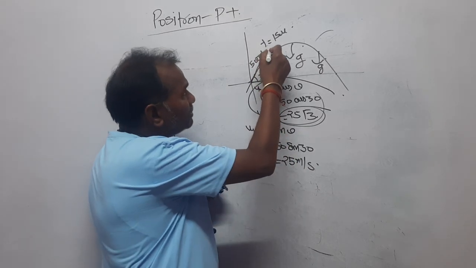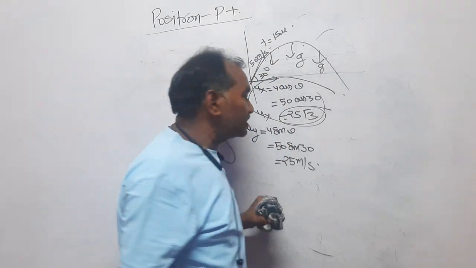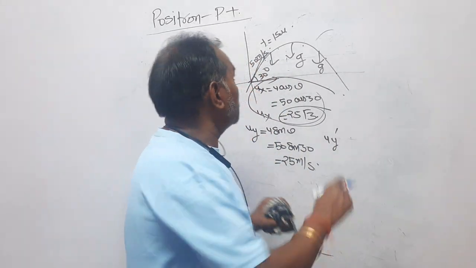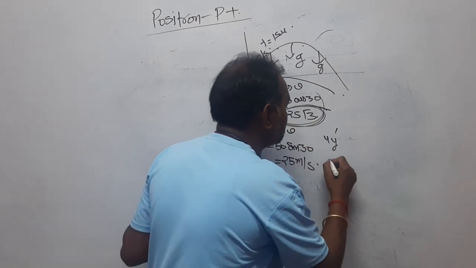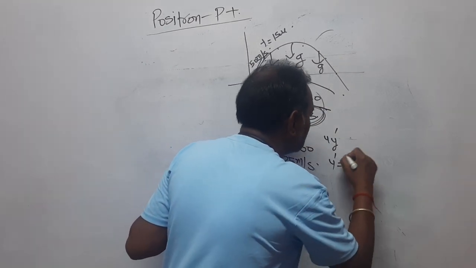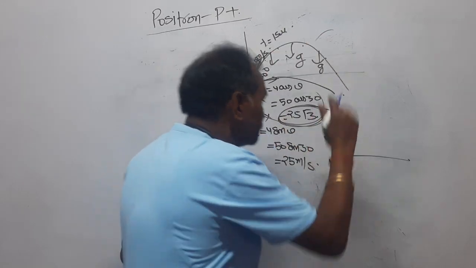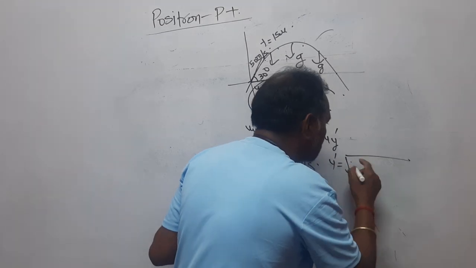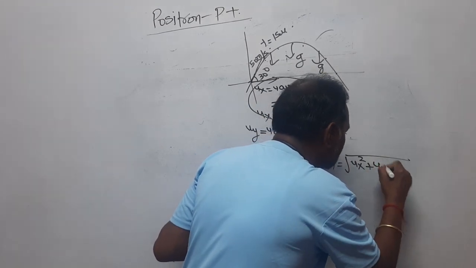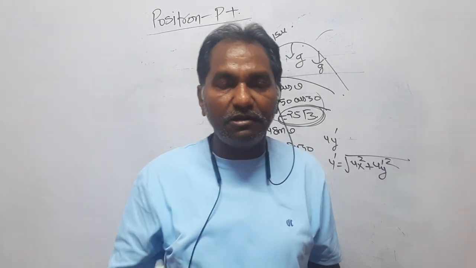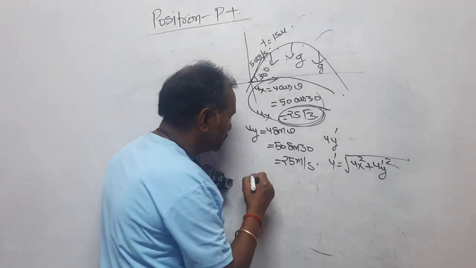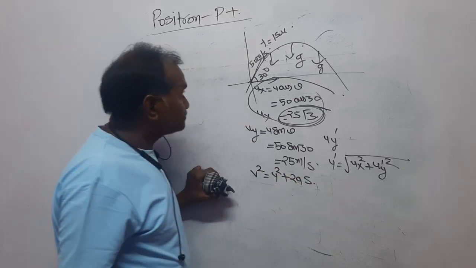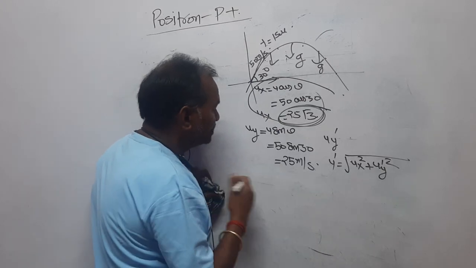Now, after 1 second, what will be the vertical velocity? That is important. If you are able to find the vertical velocity after 1 second, since horizontal velocity is that much, then the resultant velocity of the projectile after 1 second will be v equals under root ux square plus uy dash square. So what is important is to find the value of uy dash after 1 second. You know, v square is equal to u square plus 2as, right? Sorry, v is equal to u plus at.